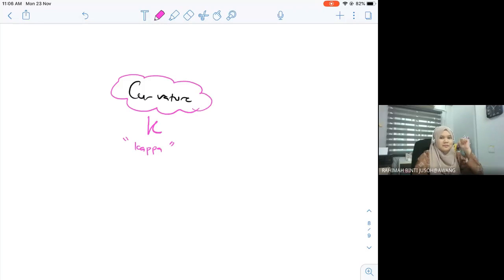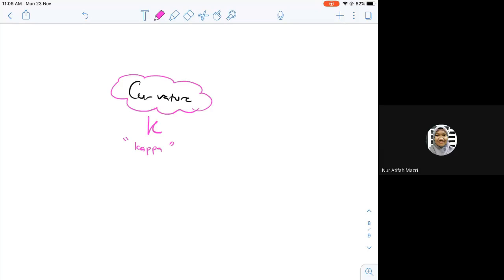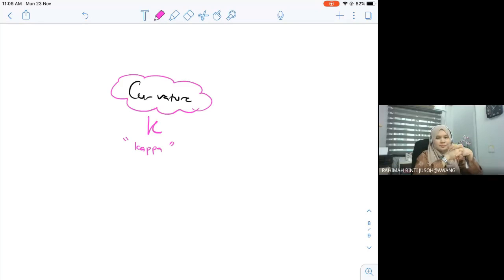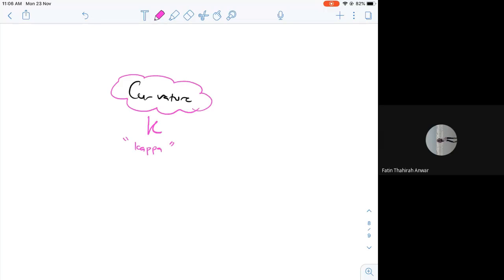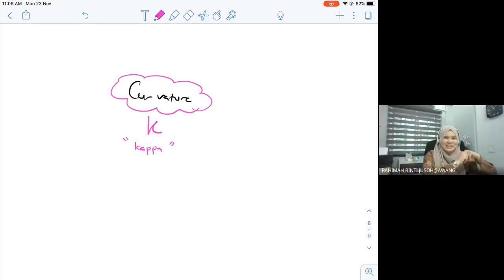Curve, apa maksud curve? Lengkung. Lengkung, yes, lengkung. Okay. Kalau lengkung, you know what it means by curve, right? So what is curvature? What do you understand about curvature? Lengkungan. Yes, in Malay we call it lengkungan.